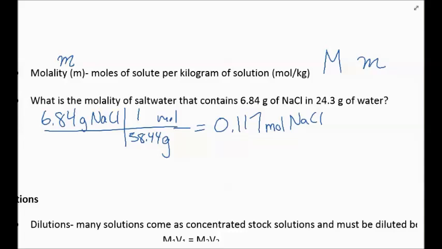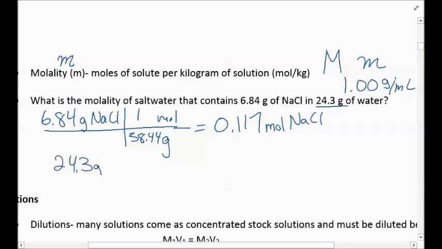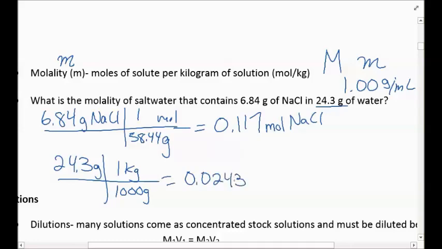Now, in this problem, it's not real clear what to do. Something to keep in mind is the density of water is 1 gram per milliliter. So you can use that with the volume, if they give you the volume, to get to grams. However, they did give you 24.3 grams, which makes the problem a little bit easier. So there's 1,000 grams in 1 kilogram. So you're dividing it by 1,000, so you'll end up with 0.0243 kilograms. The last step is taking your 2 values and putting them together.